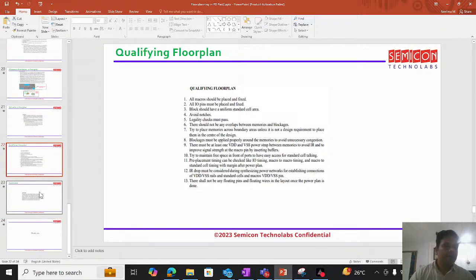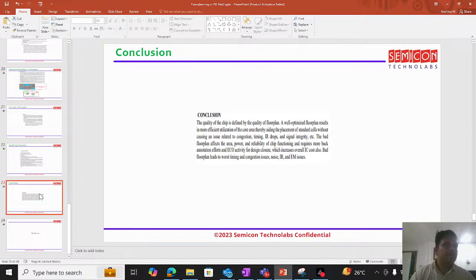Now, coming to the conclusion of part 2, that is the floor plan topic. The quality of the chip is defined by the quality of the floor plan. A well optimized floor plan results in more efficient utilization of the core area, thereby aiding the placement of standard cells without causing issues related to congestion, timing, IR drop, and signal integrity, etc. A bad floor plan affects the area, power, and reliability of chip functioning and requires more back annotation efforts. We want to avoid this. That's where this entire discussion is happening. We want to avoid the back annotation effort.